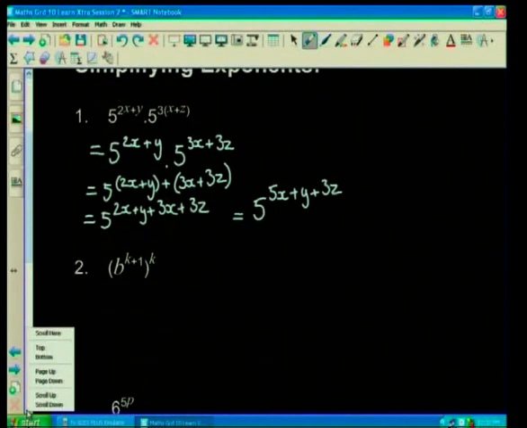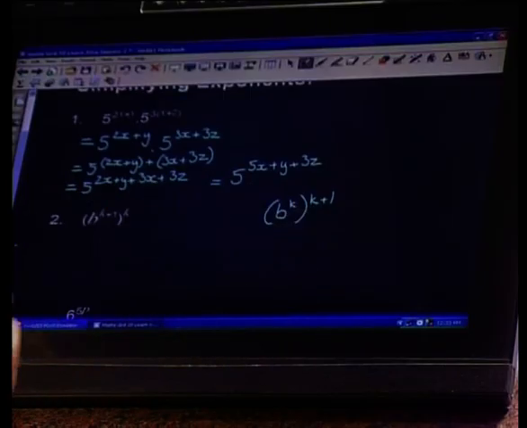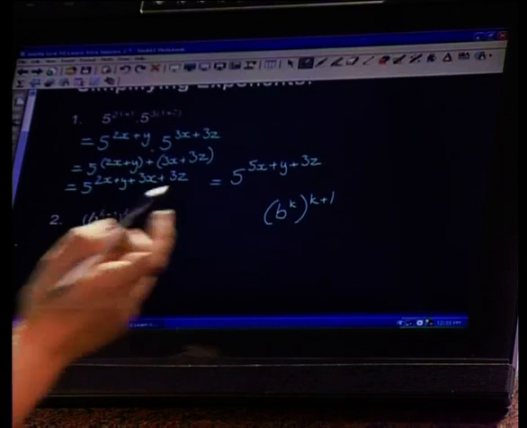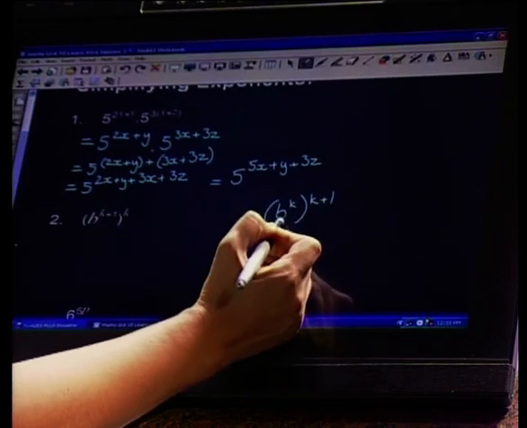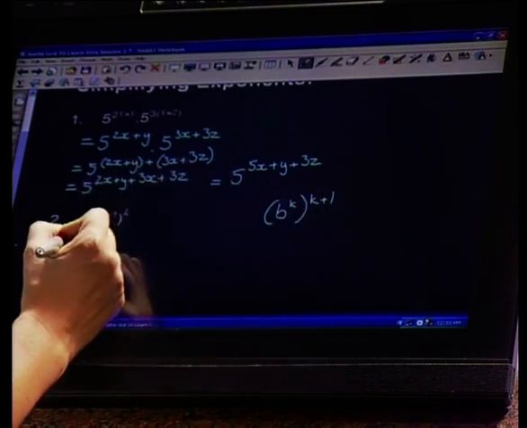Now, this is an interesting question, because we've got b to the power of k plus 1 in brackets with the k outside. Another way this question could be presented is b to the power of k with k plus 1 on the outside of the brackets. Both will give us the same answer. Which one are you more likely to get in a test? Probably the second version, because they want to check that you can remember all the rules. So let's do the first version first.